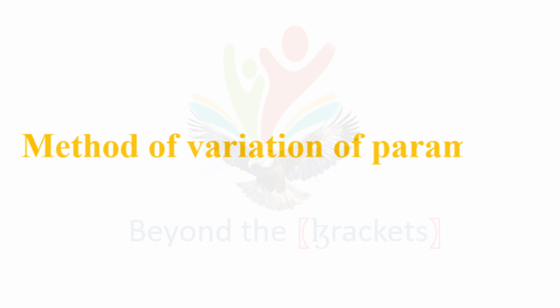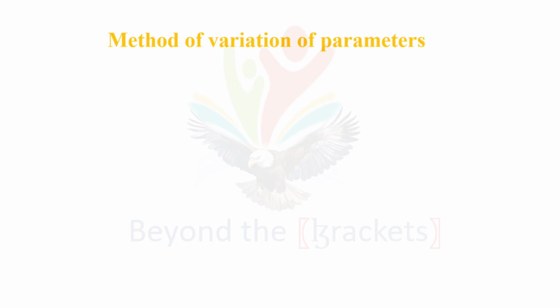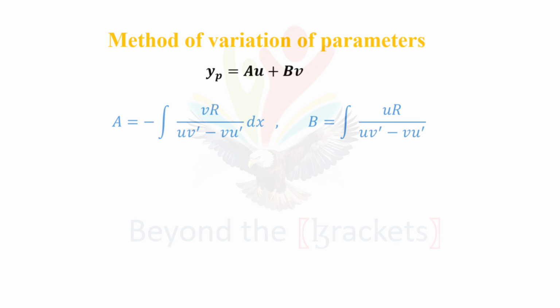In this video, we'll learn the method of variation of parameters to find the particular integral. We assume the particular integral to be of the form yp is equal to a into u plus b into v, where a and b are functions of x given as follows. Using this, we can find the particular integral and the solution will be y is equal to yc plus yp.